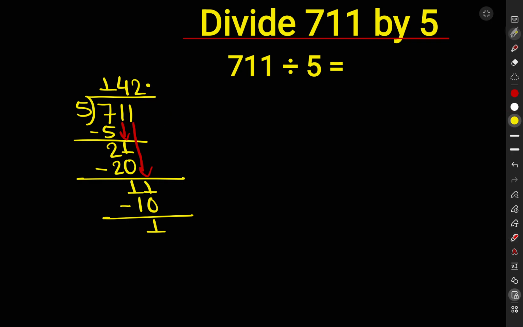So we take a decimal here so that we put 0. So it is 10 and 5 times 2 is 10. On subtracting we get 0. So 711 divided by 5 is 142.2.